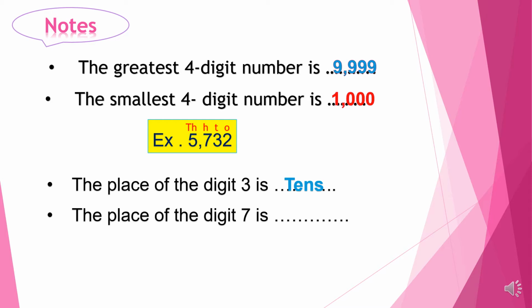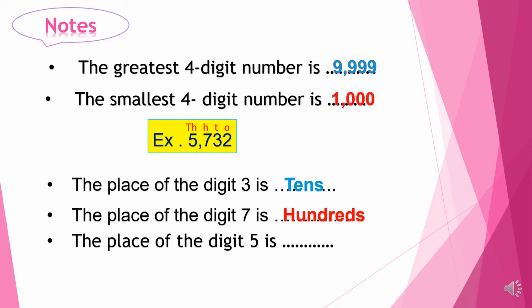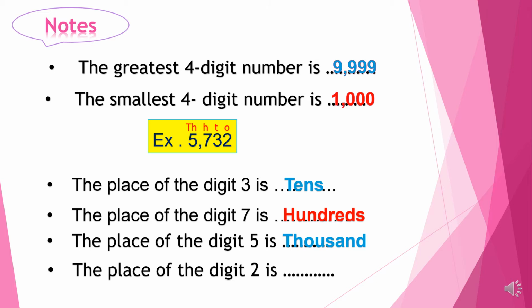Second question, the place of digit 7. We already wrote our places, our rooms for these digits: ones, tens, hundred, and thousand. 7 is in which place? In hundred. So we write hundred. The place of digit 5. Look at 5. In which place can we find 5? In thousand. And the last one, the place of digit 2, it's in ones. Yes, it's in ones.